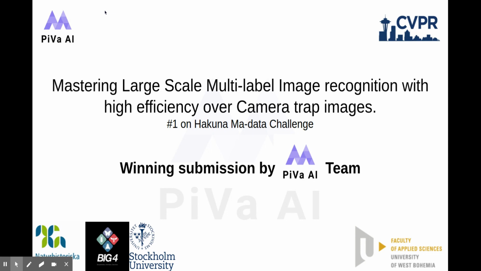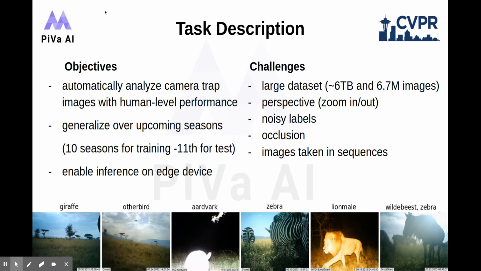I'm Miroslav Valan, and I'm here to talk on behalf of Pivaai about our winning submission to the Hakuna Matata Challenge. The main objective was to build a system that can automatically recognize presence of one or more animal categories on a given image.